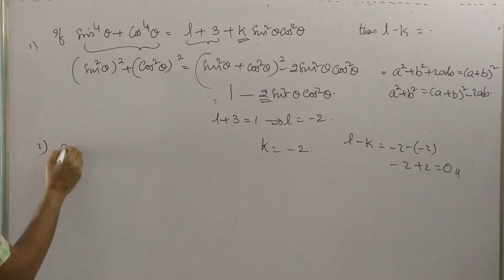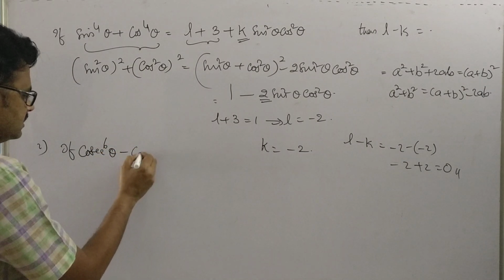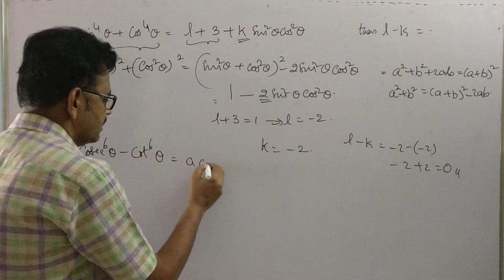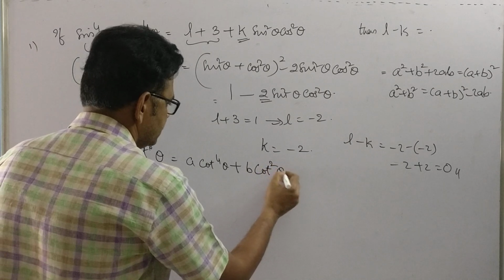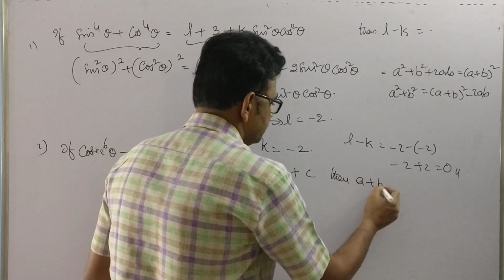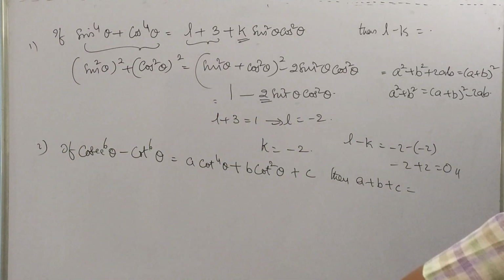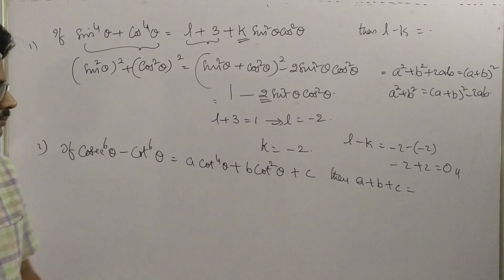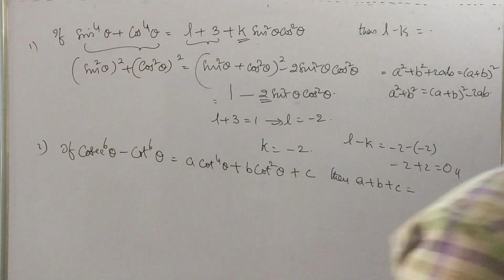Next one. If cosecant power 6 theta minus cot power 6 theta is equal to A cot power 4 theta plus B cot square theta plus C, then A plus B plus C is equal to what?